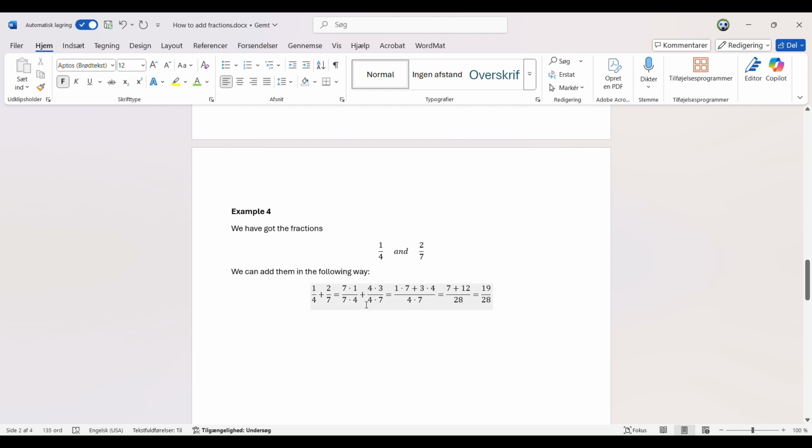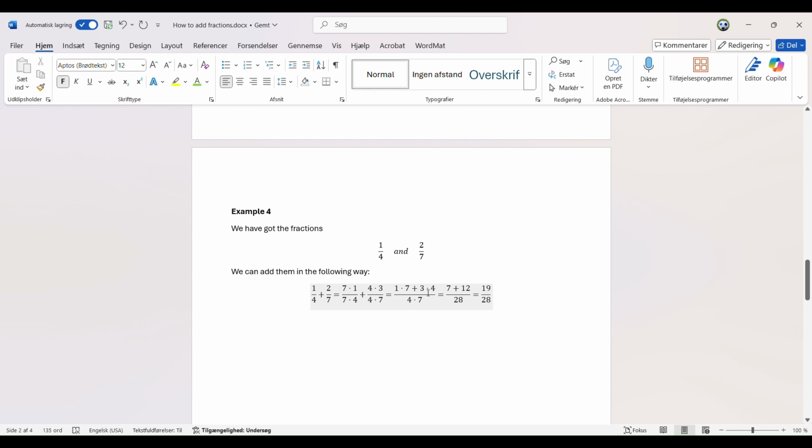And then we say plus, and then we do the same with this fraction, but using this denominator and expanding. 4 times 3 over 4 times 7. Now we have a common denominator because 7 times 4 is the same as 4 times 7. So we use the same common denominator here. And we say 1 times 7 plus 3 times 4.